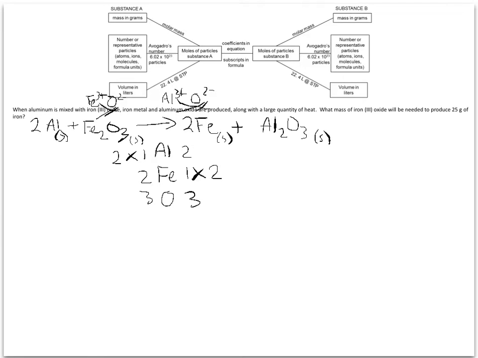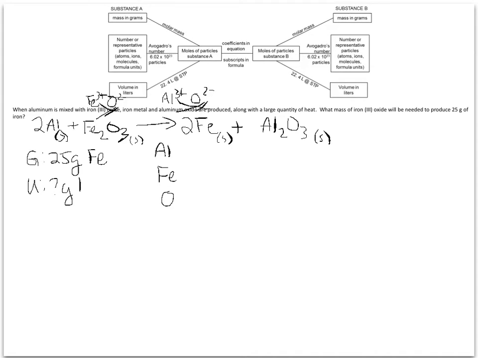Now I'm going to erase the balancing so that we actually have room to do the actual work we need to do. All right, so starting in on our problem with our givens here. We are actually given 25 grams of iron. It asks if that was produced, how much iron 3 oxide would be needed. So we're looking for the mass in grams of iron 3 oxide.